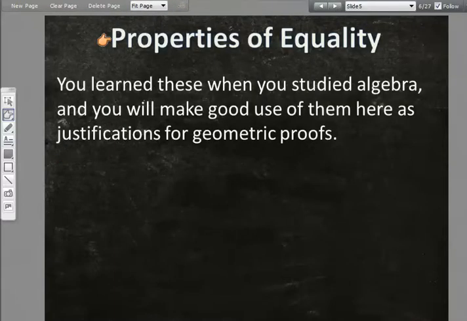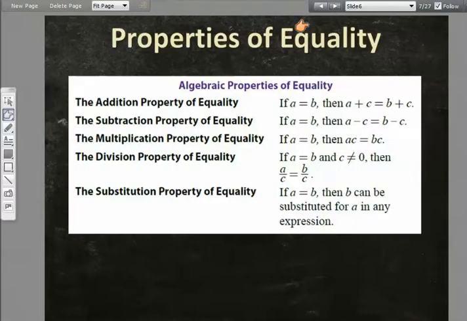So let's talk about properties of equality. You learned these when you studied algebra, and you will make good use of them here as justification for geometric proofs. And this is what you learned about algebraic properties of equality. You have the addition property of equality, where if A equals B, then A plus C equals B plus C. The subtraction property of equality, if A equals B, then A minus C equals B minus C.